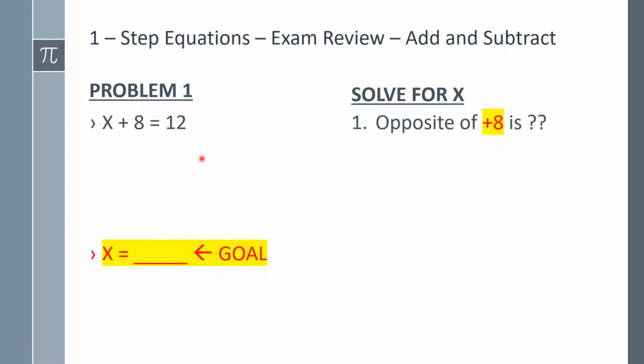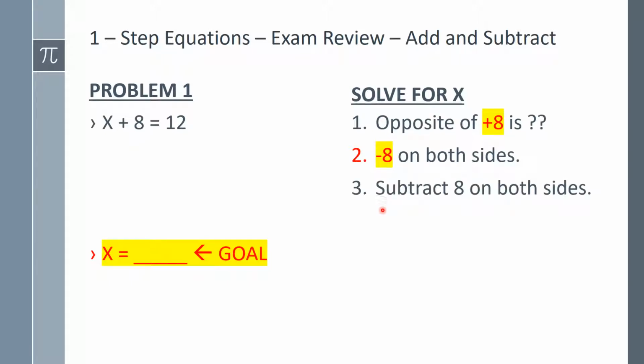So let's look at this equation. Let's look at the left side of the equal sign. I've got x plus 8. What I want is x all by itself. So I have to get rid of that plus 8. And so I ask myself, what is the opposite of plus 8? Think about it. Well, it's a negative 8. So we're going to subtract 8 on both sides. So here comes our minus 8 on both sides of that equal sign.